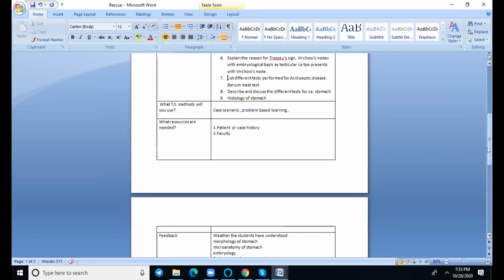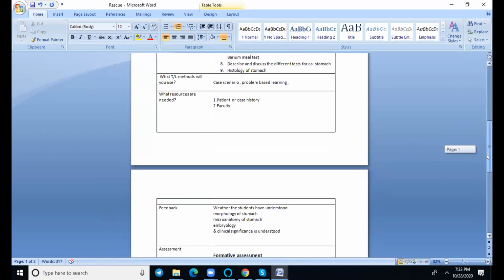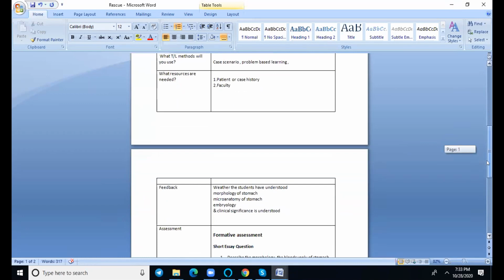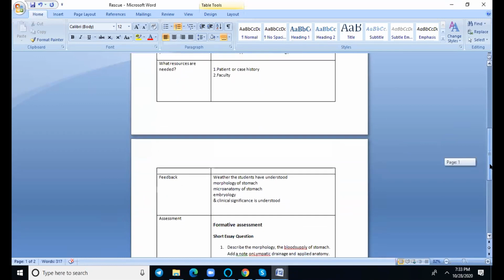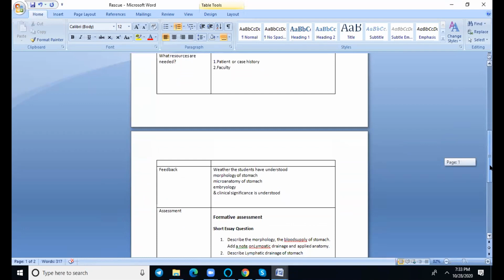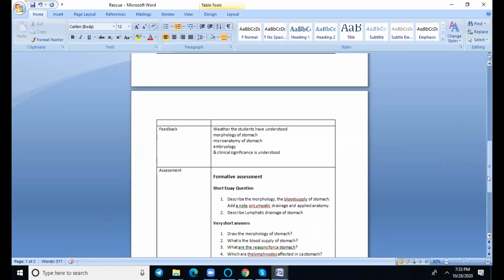The resources which would be needed will be a patient if available, or else the case history of previously admitted patients, and the resource faculties. The feedback we would like to take from the students would be regarding whether the students have understood the morphology of the stomach, the microanatomy, the blood supply of the stomach, and the clinical significance, if it is understood well.